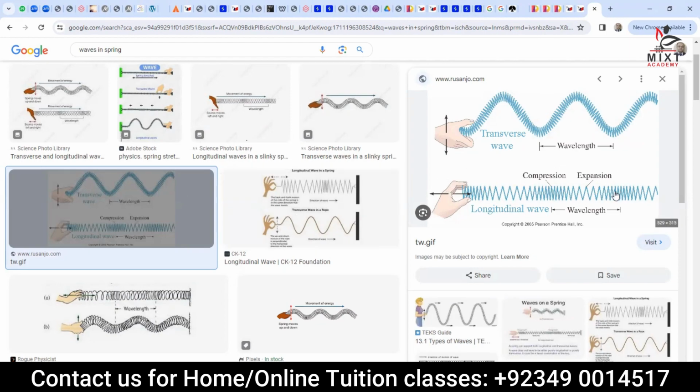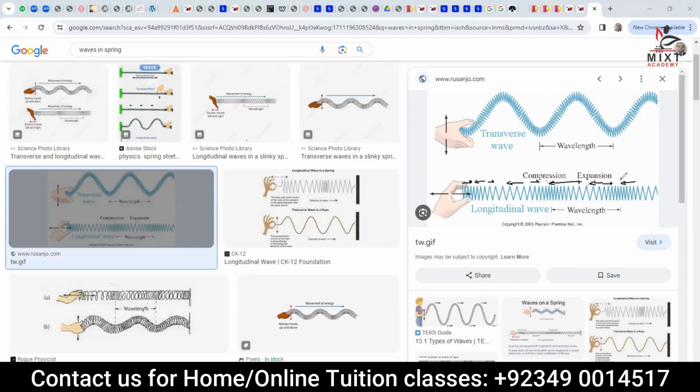When you stretch it and you leave the wave at its place, you will find that at some places the particles are very close to each other. At some places the particles are far. At some places the particles are close. At some places the particles are far. At some places the particles are very close.